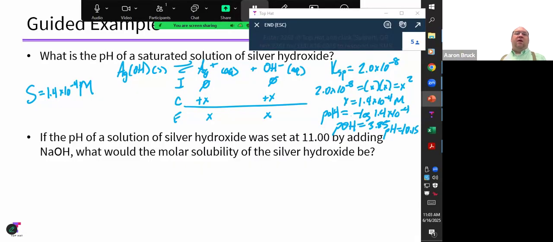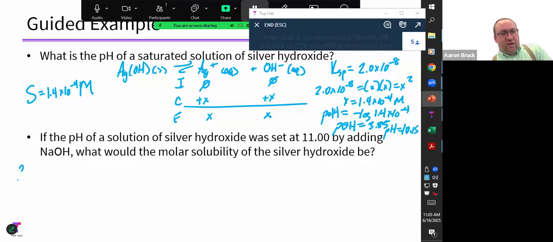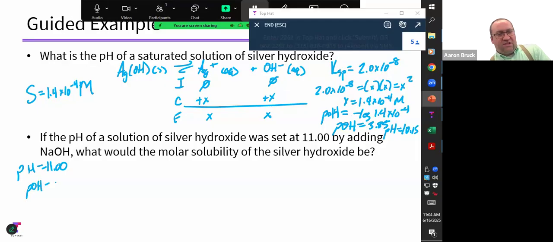Now the question is this: if the pH of the solution was set at 11, so let's say we're using a buffer, or in this case, we're using just straight up sodium hydroxide, what's the molar solubility going to be in that case? And so what we have to do is, okay, if the pH is 11, then the pOH must be 3, and the hydroxide concentration would be 10 to the negative third.